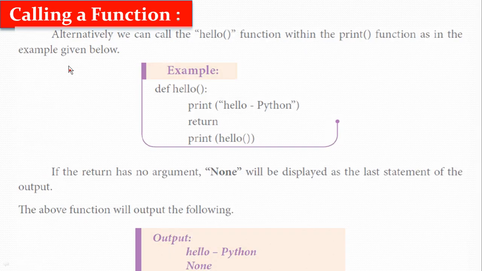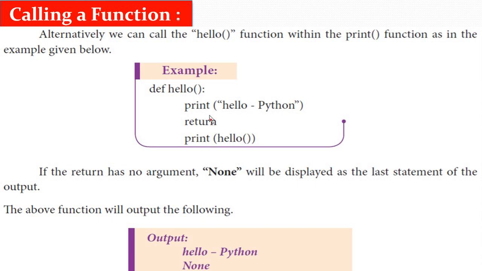Calling a function. How to call a function? This is an example for calling the function. Here, the function name is hello. The keyword def is used in front of the function name. Only one statement is here: print hello Python. The return statement returns the control to the calling statement.